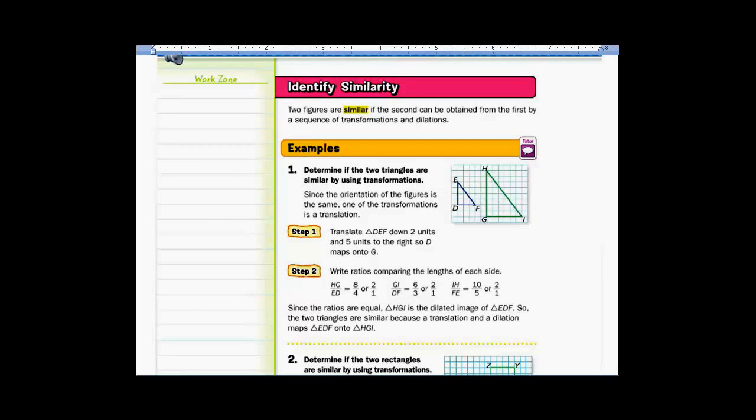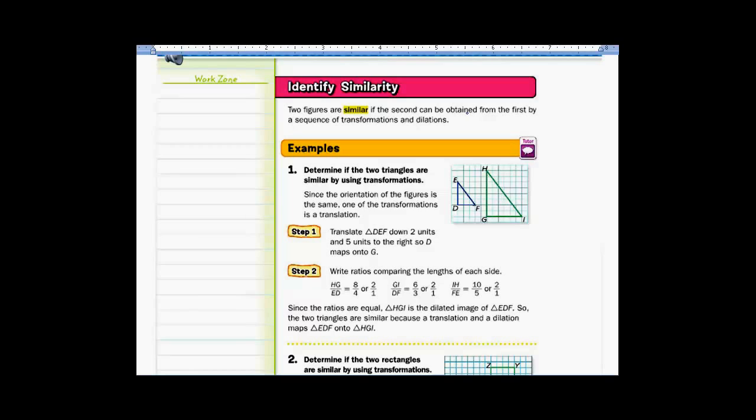All right, Chapter 7, Lesson 3 talks about similarity and transformation. In the previous lessons, you've heard me say something like similar and congruent. So really what this means is something is similar. The book's definition says if the second can be obtained from the first by a sequence of transformations and dilations. Here's a shortened version that I would say: it's the same shape, but not necessarily the same size.